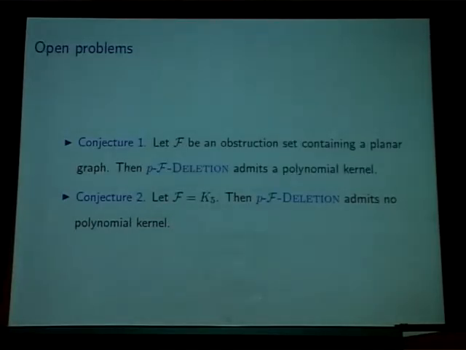And just to conclude with some very concrete conjectures or assumptions. There are two conjectures.